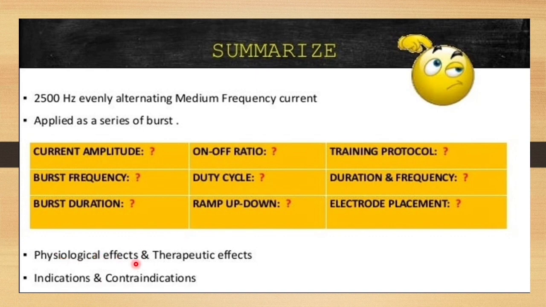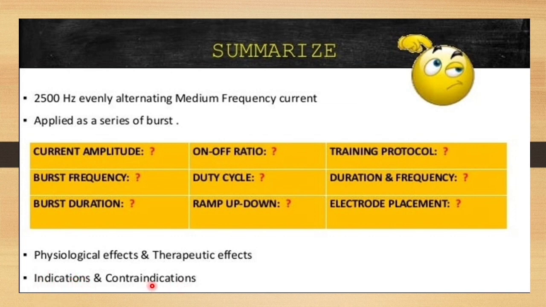And same for your physiological effect, which is mainly muscle strengthening, and therapeutic effects: in order to improve your muscle strength, to reduce your muscle spasm, to reduce your pain and to reduce your edema. So these are the various therapeutic effects, indications and contraindications. The indication is mainly muscle strengthening and reducing muscle spasm. And after post surgery or post cast immobilization, we can use these Russian current generators.